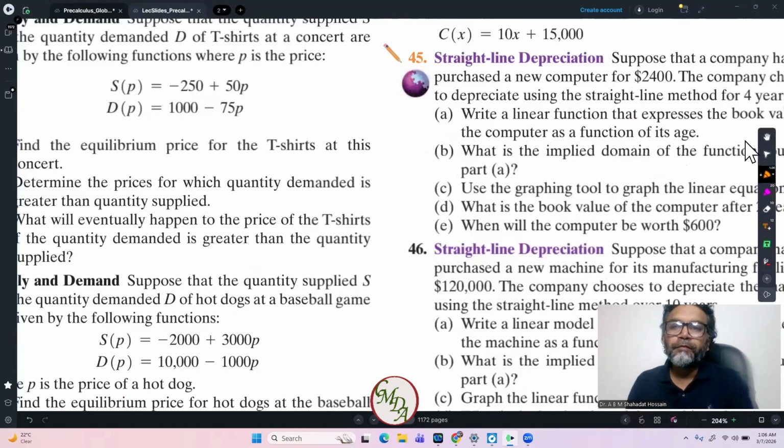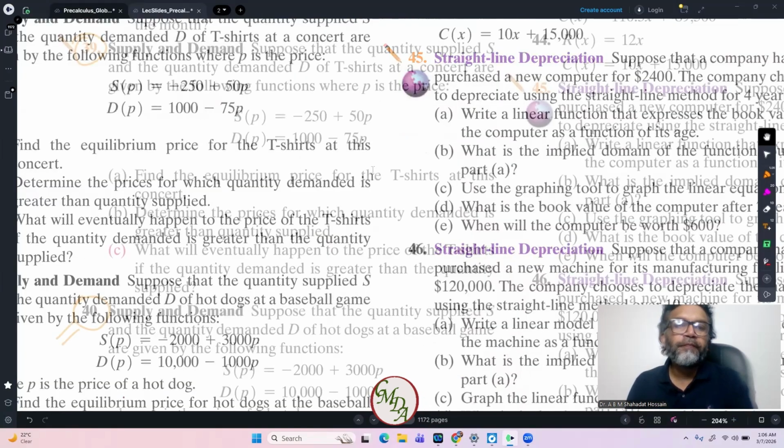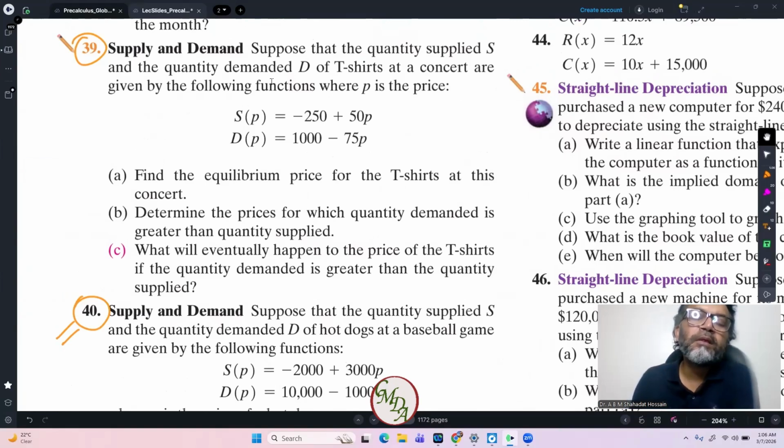Problem 39. First we read the question carefully. Supply demand problem is the title of this problem. Suppose that the quantity supplied S and the quantity demanded D of t-shirts at a concert are given by the following functions of price P. S is the function of the quantity supplied by the manufacturer, and D is the function of the quantity demanded. These are the two linear functions modeling the situation.